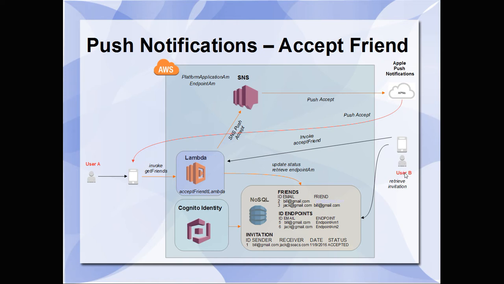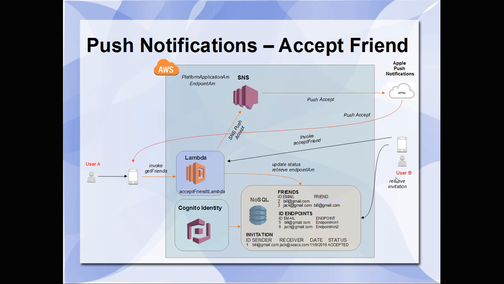So when user B accepts the friend, the mobile app uses the SDK to invoke a Lambda function, which is a Node.js application. The Lambda function has to do a number of things. First of all, it updates the invitation as this user B has accepted it. It then wants to send a notification back to user A, so it has to go and get the endpoint associated with the sender.